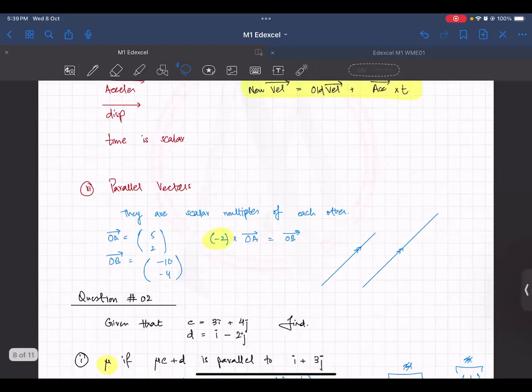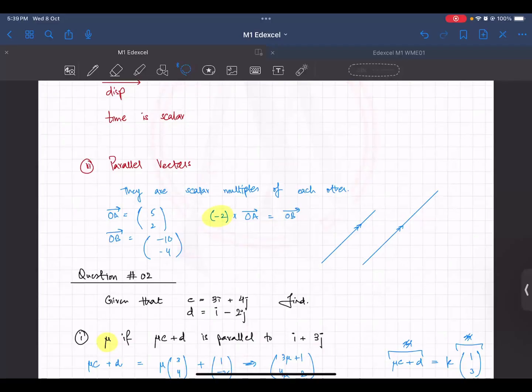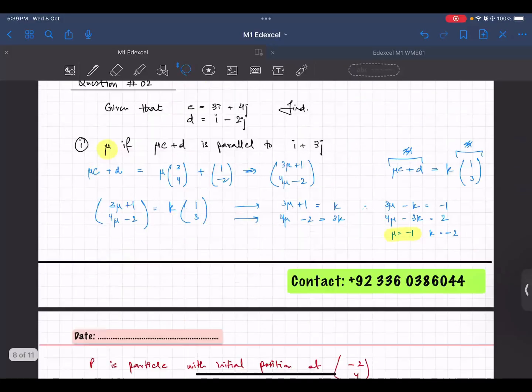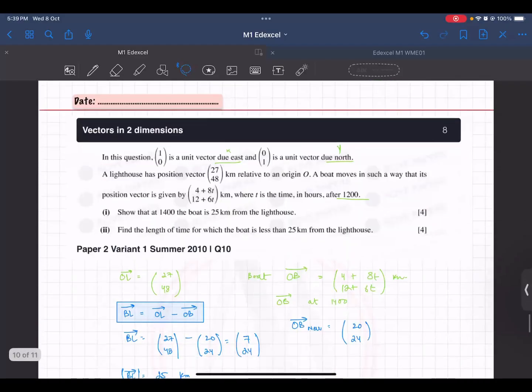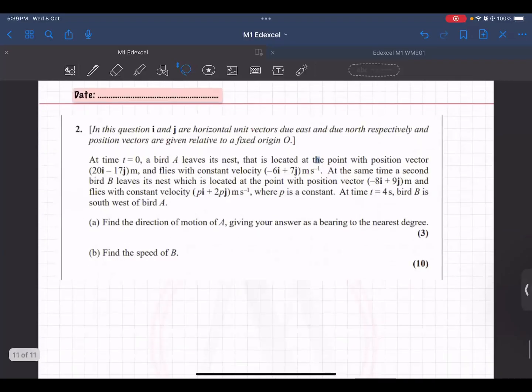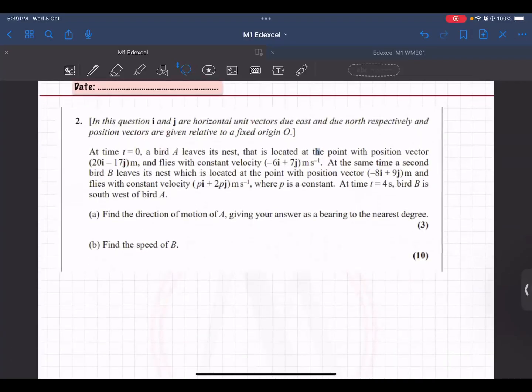Then we have parallel vectors. When two vectors are parallel, they are scalar multiples of each other, or you can say that their unit vectors will be the same, because the purpose of a unit vector is direction. So if two vectors are parallel, they have the same direction, so their unit vector will also be the same. Or you can say that they are scalar multiples of each other. Then we did a simple question, and then we did a past paper a little bit. And then for today's class, we have a question from your specimen.